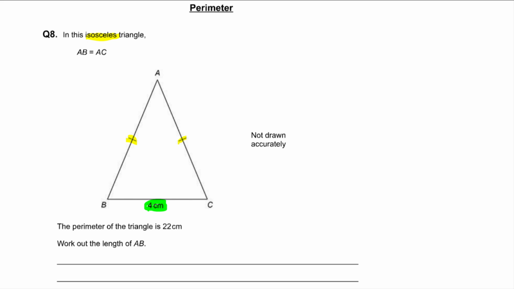So if I say 22 minus 4, that gives me 18. So that means that these 2 together must be 18. And then if I divide 18 by 2, that gives me 9. So that side must be 9 and that side must be 9. So the side AB is going to be 9, isn't it?